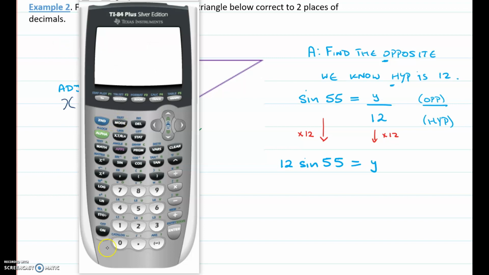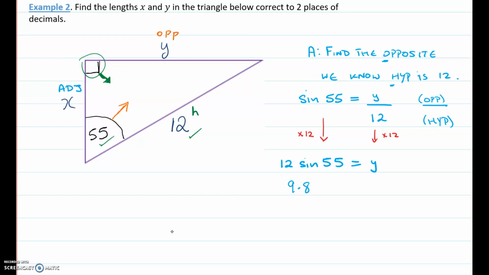Then all you do is type in 12 sine 55, and that gives you 9.8298. So 9.8298 is equal to y, but we wanted that correct to two places of decimals. So let's cut it off after the second place, and we can see the next digit is a 9, which is going to bump this one up. So correct to 2 places of decimals, y is equal to 9.83.